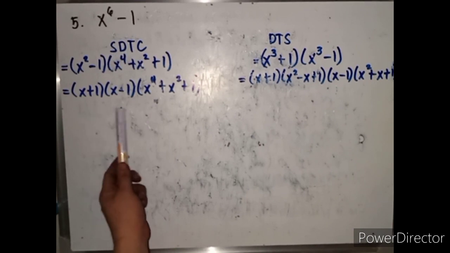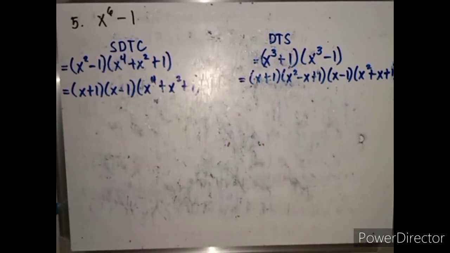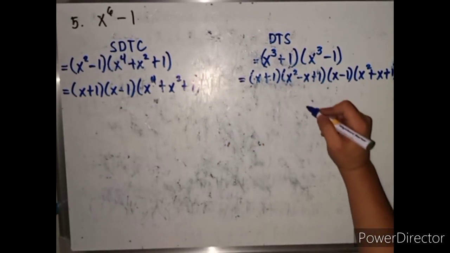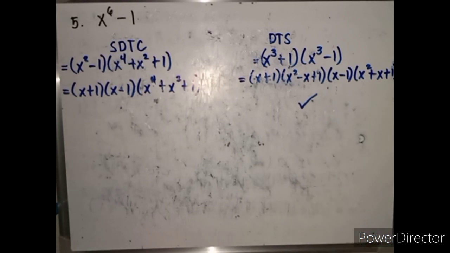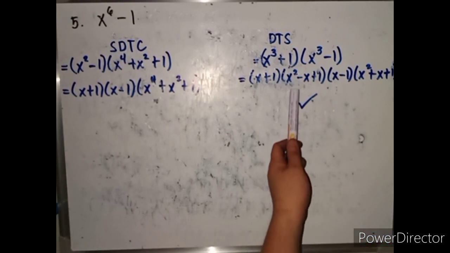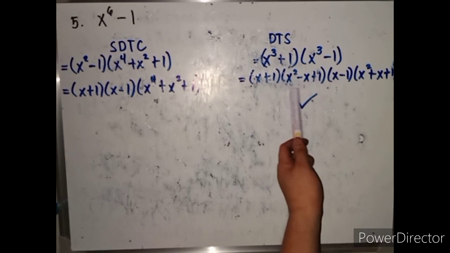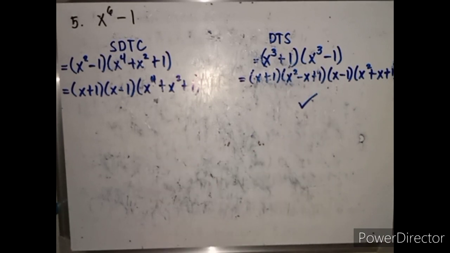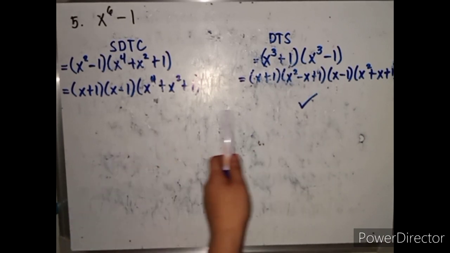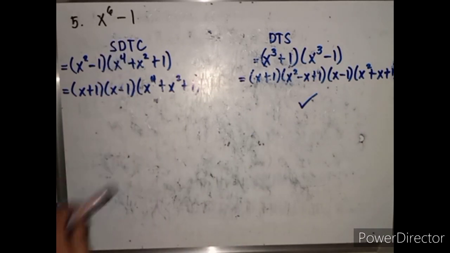Tatlo ang factors, ito 4 ang factors. Okay, so mukhang ito ang mas simplified, kasi 4 yung kanyang factors. At the same time, napababa natin yung exponent into x squared. Ito, may x to the 4th pa. So, bakit ganun? Bakit magkaiba sila ng answers? Iisa lang naman ang question.